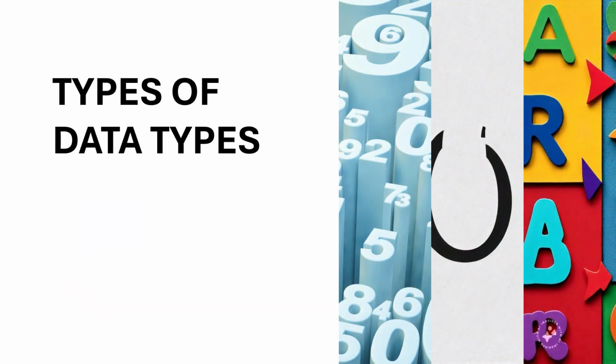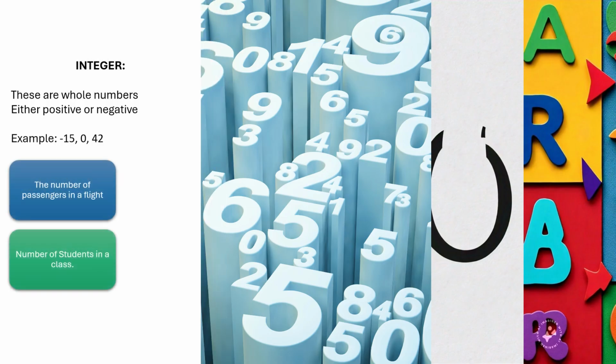The data types as per their categories. The first one being the integers. These are whole numbers, either positive or negative. For example, if you use the numeric value -15 or 0 or 42, all of these are whole numbers, whether positive or negative, and they will be considered as integers.